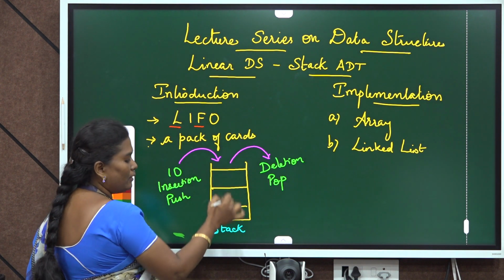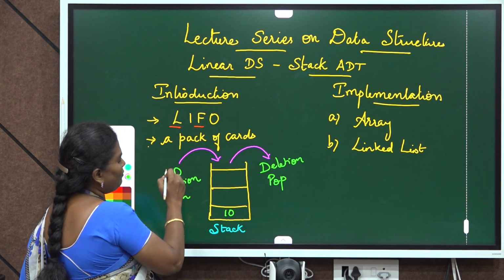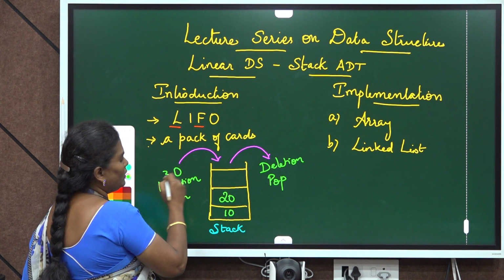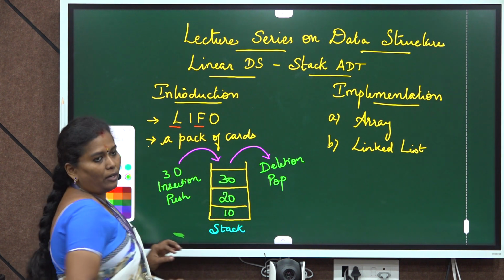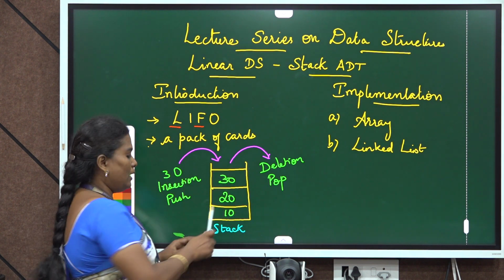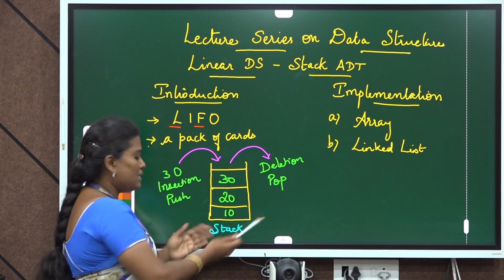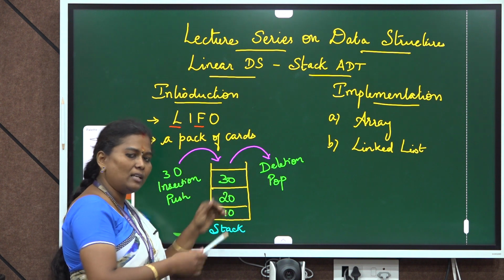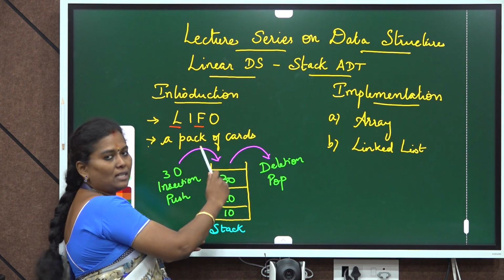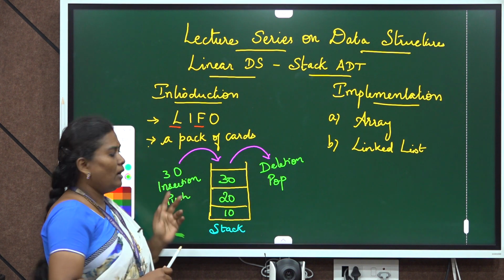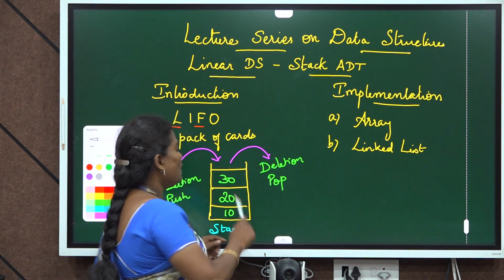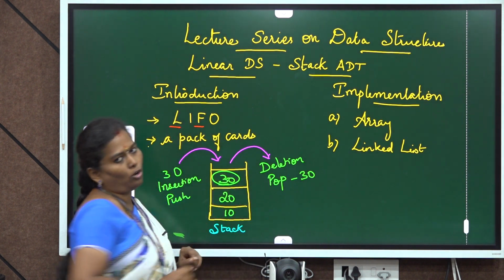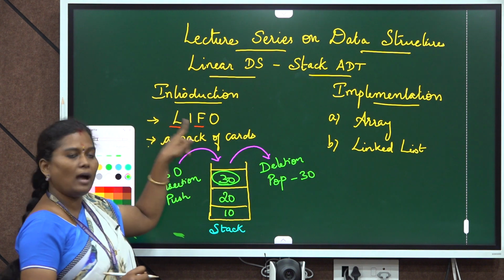So, when I am inserting 10, 10 is placed. The next time when we insert 20, 20 is placed. When we insert 30, 30 is placed inside the stack. Now, we have three elements and the element 10 is inserted first. This is placed at the bottom of the stack, and the element 30 is inserted last, which is placed at the top of the stack. Now, when we do the deletion operation, the element 30 is deleted because 30 is present at the top of the stack. So, this is what is called last in, first out.